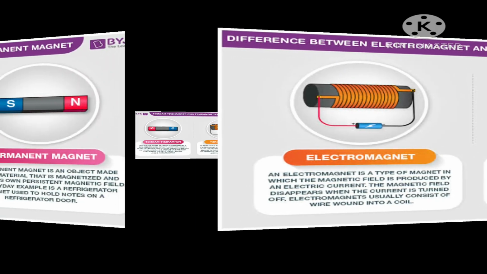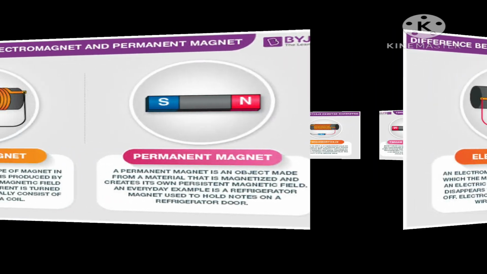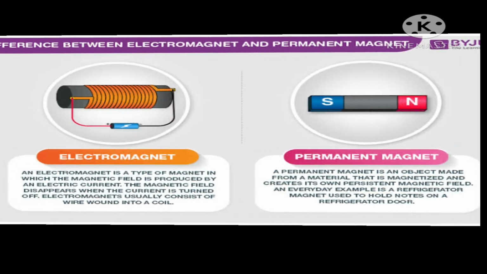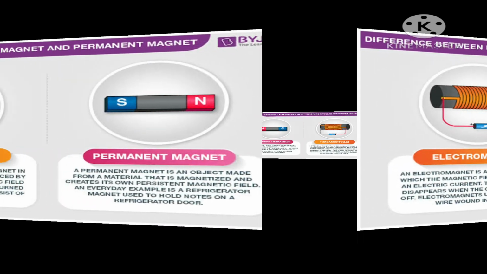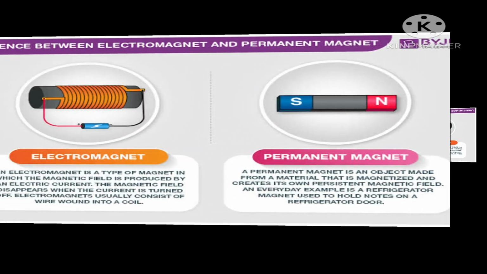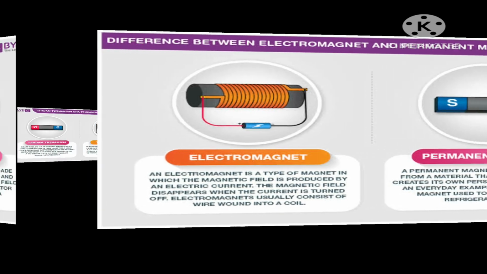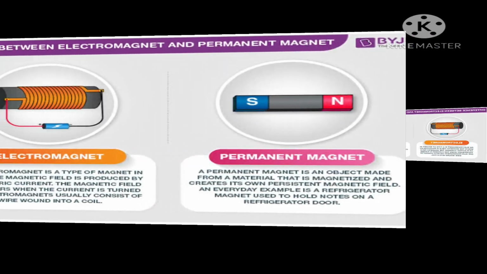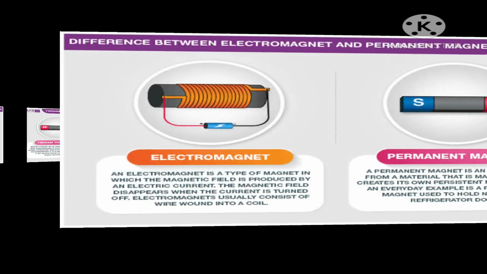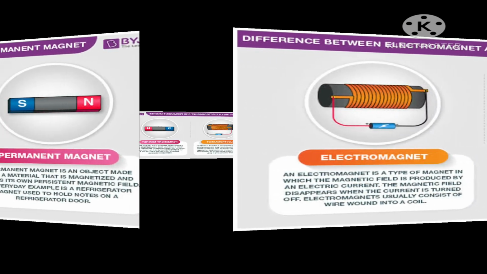Now, there are some advantages of electromagnet over permanent magnet. The very first is that the magnetism of an electromagnet can be switched on or switched off as desired. This is not possible with a permanent magnet. The second one is that an electromagnet can be made very strong by increasing the number of turns and the amount of current passing through the coil. On the other hand, a permanent magnet cannot be made so strong.